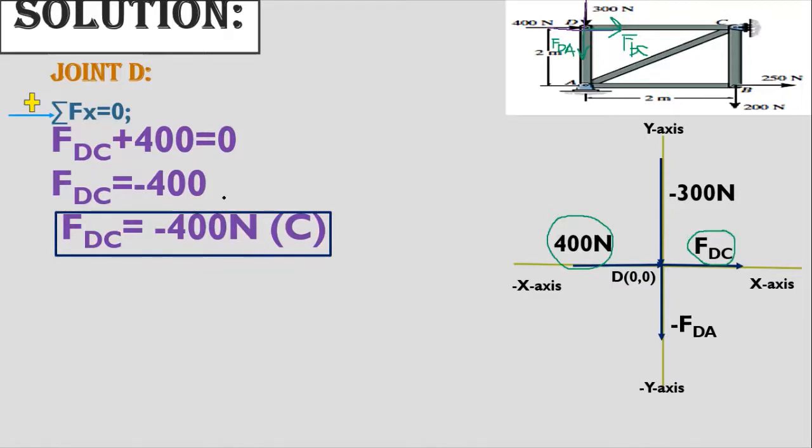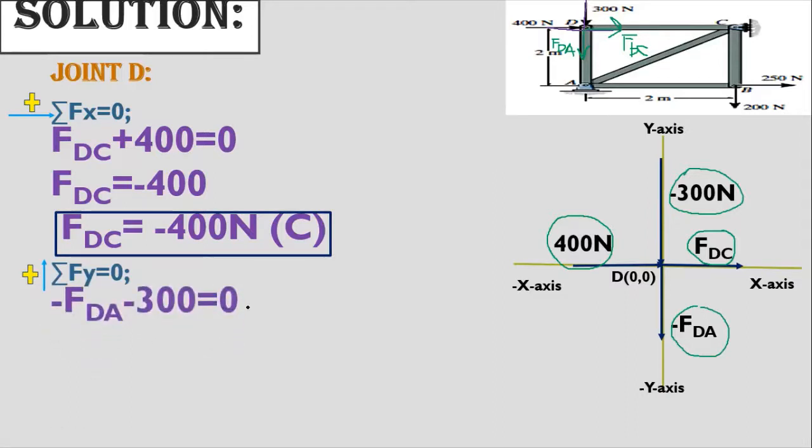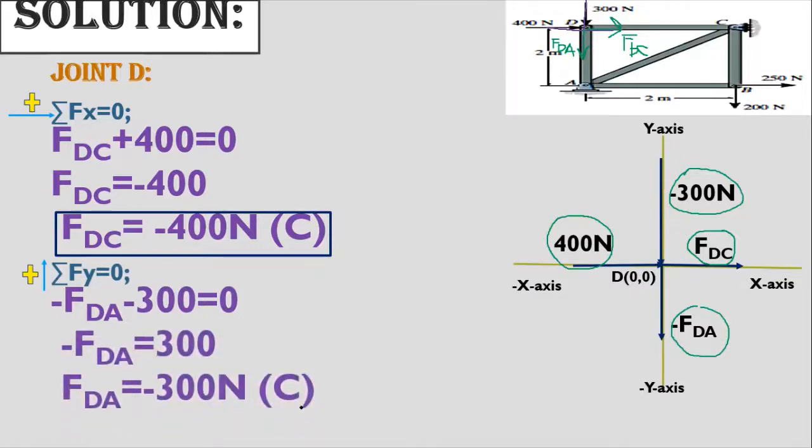So I am moving towards the summation of the vertical forces, and I am obviously using equilibrium equations. So summation of Fy, I am going to write it down, and there are two forces acting here on the y-axis. One is minus 300 Newton, and the other one is minus FDA. Both are negative. So minus FDA minus 300 Newton equals 0. It is coming out to be FDA equals minus 300 Newton, that is a compressive force. So we get the value of minus 400 Newton compressive and minus 300 Newton, which is also in compression.